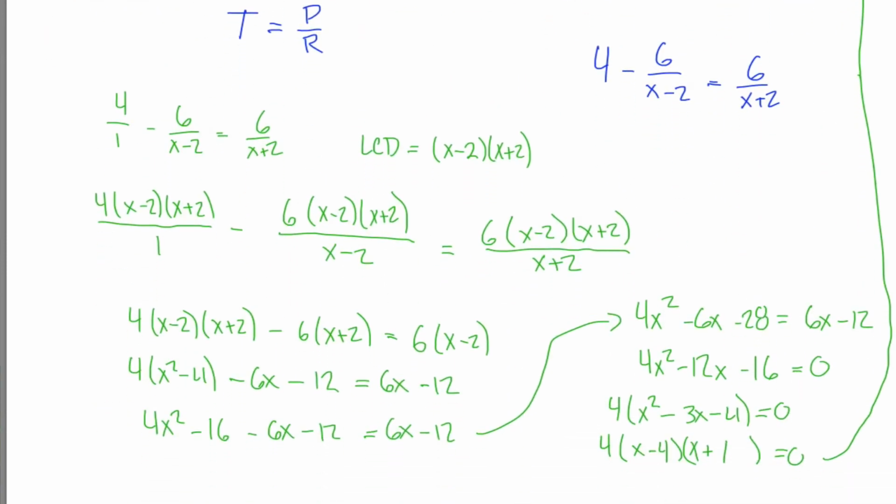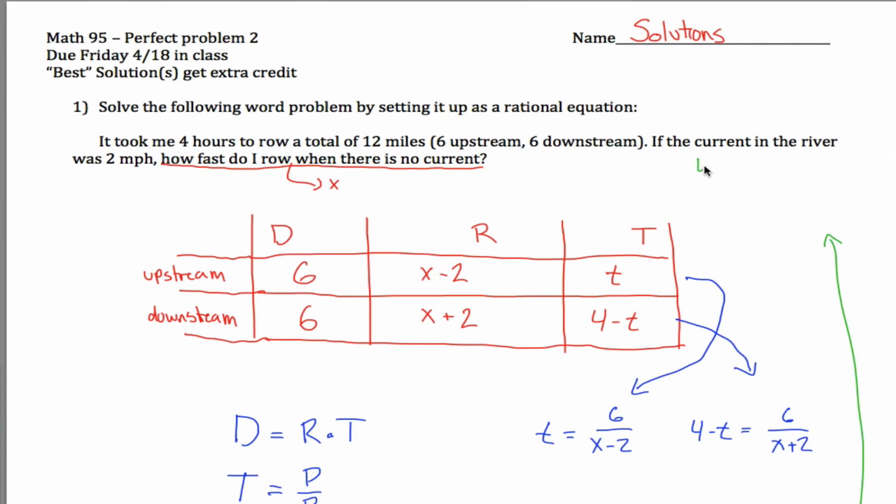So where did I leave off? I had 4 times x minus 4 times x plus 1 equals 0. That means either 4 equals 0. No, it doesn't. It's a different number. X minus 4 equals 0, or x plus 1 equals 0. If I add 4 to both sides, I get x equals 4. If I subtract 1 from both sides, I get x equals negative 1.